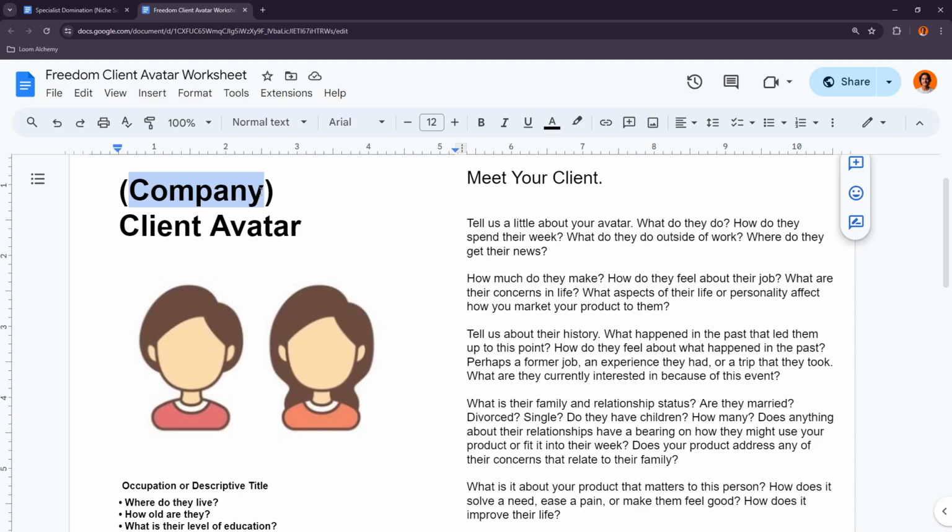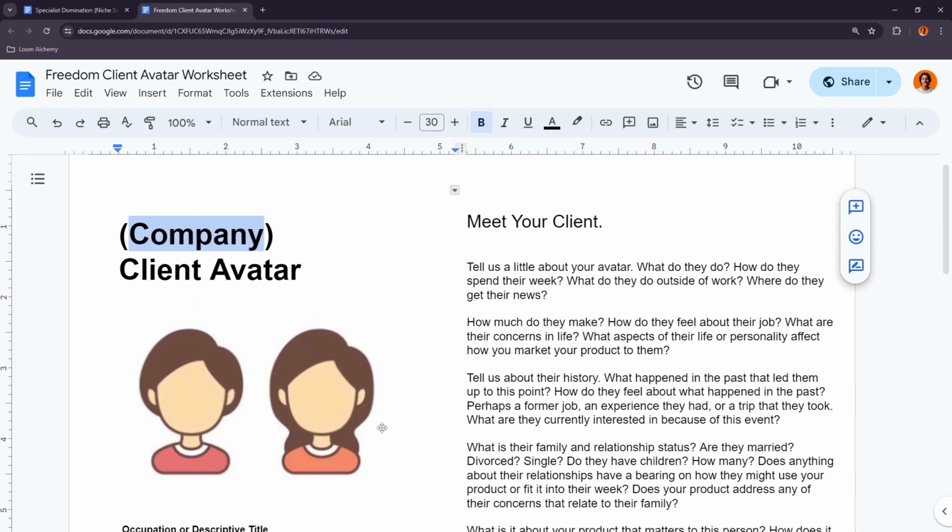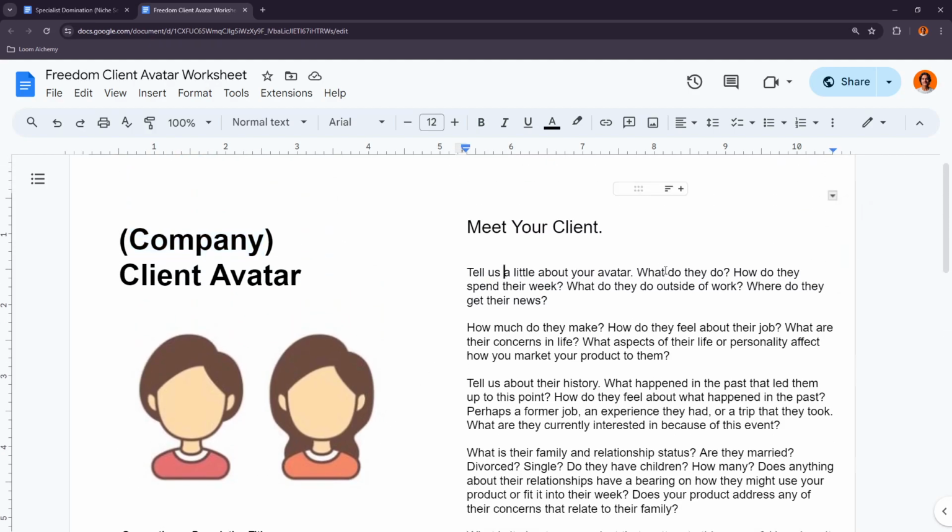So from here, change the company name to your company, and then you can add in things like how old are they, where do they live, what is the level of their education, what have they accomplished, tell us a little about your avatar, what do they do, how do they spend their week, what do they do outside of work, where do they get their news from, which social media do they use, how do they feel about their job, things like that.